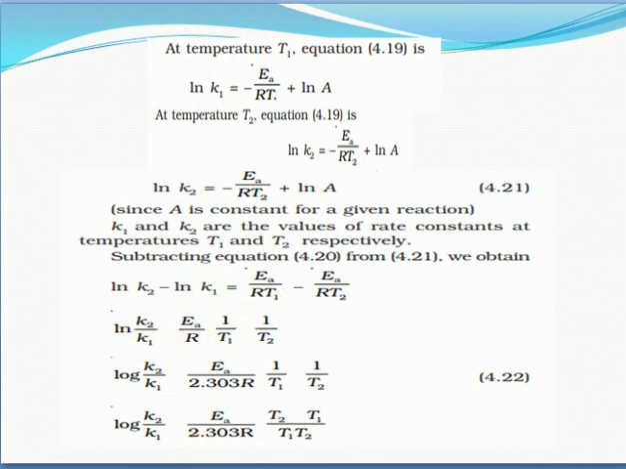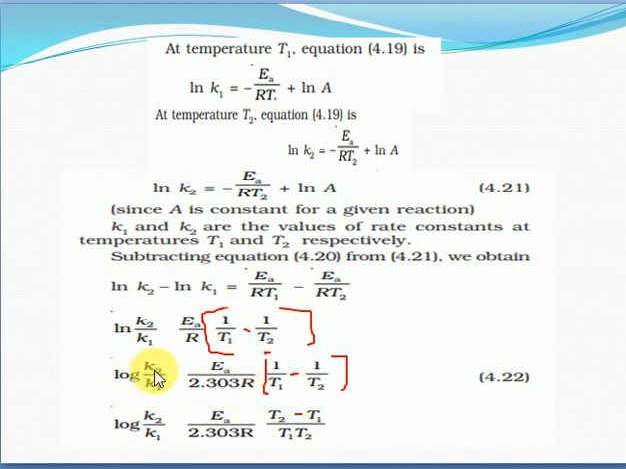Look here, I'm taking 1 by T1 minus 1 by T2. I want the LCM of T1 and T2, which gives T2 minus T1 over T1 T2. Look, students, this is a natural logarithm. I want to convert it into logarithm base 10. Logarithm base 10 means you have to multiply with 2.303.